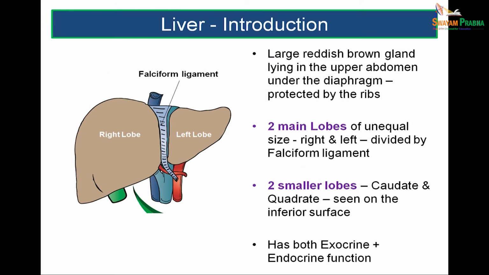The liver. It is a reddish brown gland situated in the right hypochondriac region of the abdominal cavity just under the diaphragm. Grossly, the liver is comprised of two lobes, a right and a left lobe, divided by a falciform ligament. And if you look at the undersurface of the liver, you can see another two lobes, namely the caudate and quadrate lobes. The liver is a gland having both exocrine as well as endocrine functions.